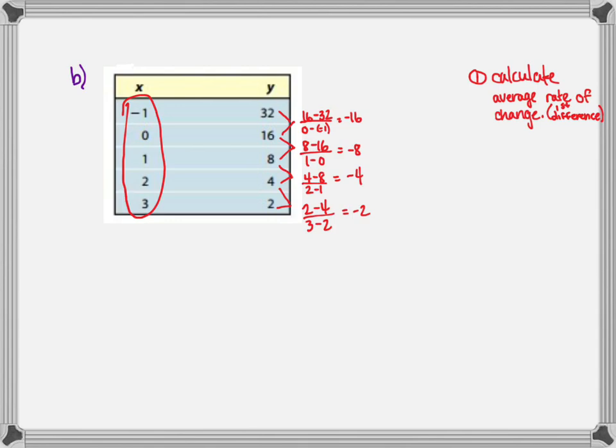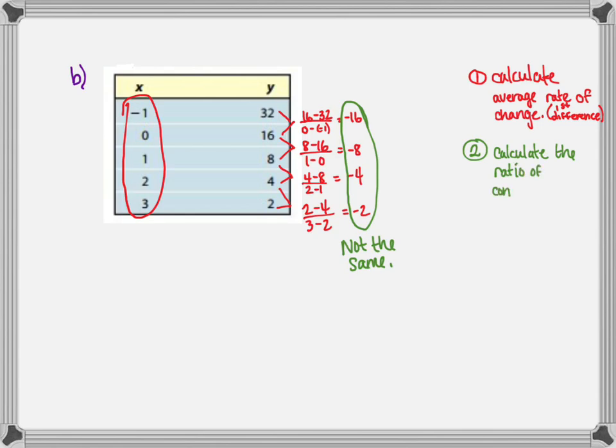Again, our x values went up by ones. But here, we do not have a constant first difference. So this is not linear. So let's try calculating the ratio of consecutive outputs. So we'll look at 32 and then 16.